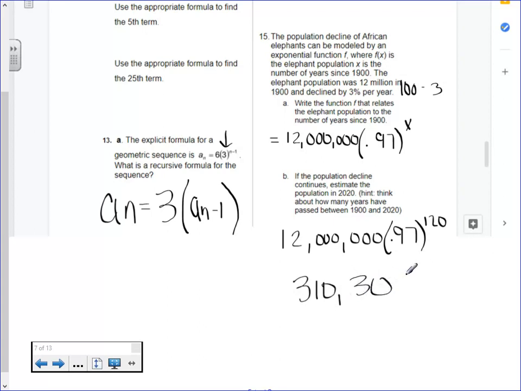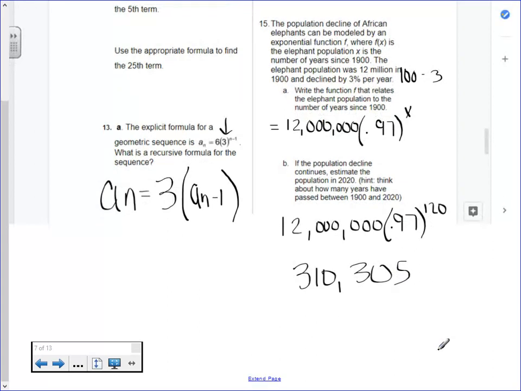We're going to keep that a whole number because we're probably not going to have parts of an elephant. So that's how many elephants after 120 years, and that's really sad because considering you started with 12 million and now you only have 310,000, that makes me sad for the elephants. All right, you guys, you can put that away.